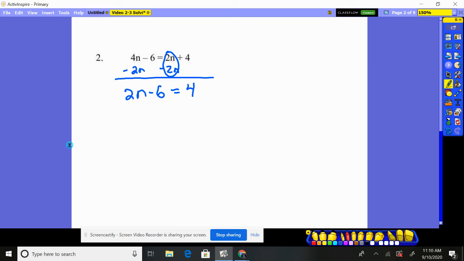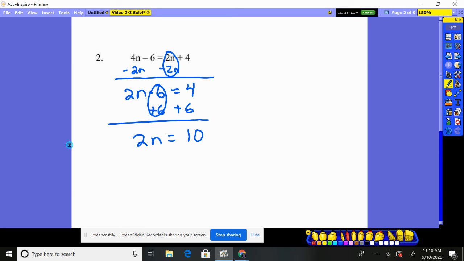Now I'm like, okay, what do I do now? Okay, you got all your variables to the left, but that number negative 6 needs to go over to the right to be with its 4. So we're going to add 6 to both sides of the equation. That now goes away on the left side because it moved over to the right, and I have 10.